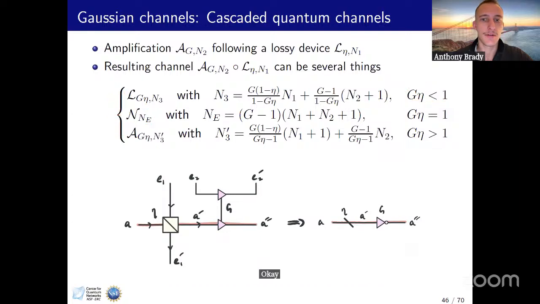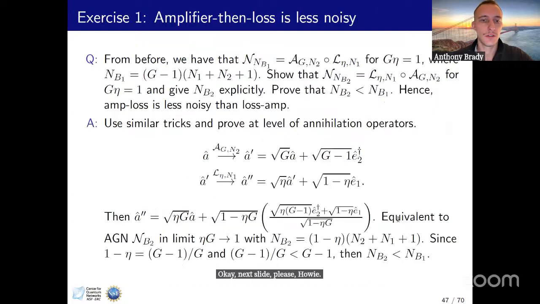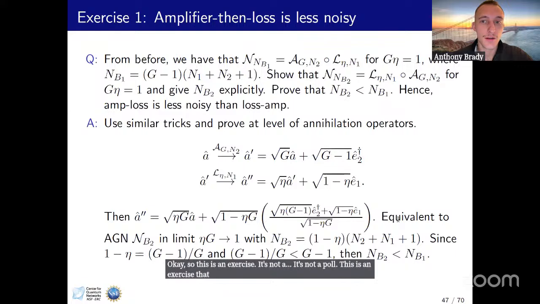Okay, next slide, please, Howie. Okay, so this is an exercise. It's not a poll. This is an exercise that yours truly, Anthony Brady, is supposed to go over in detail. So let's go over this in detail and see what we have.